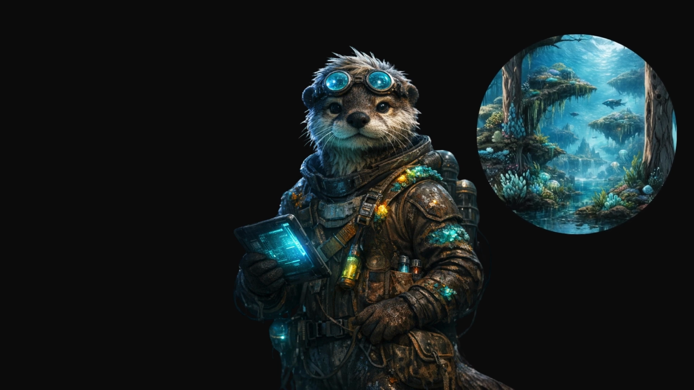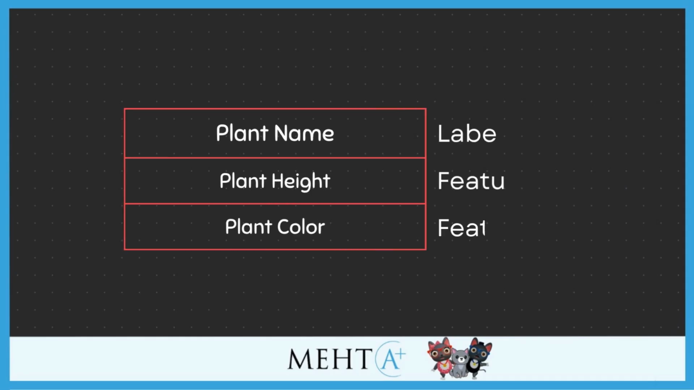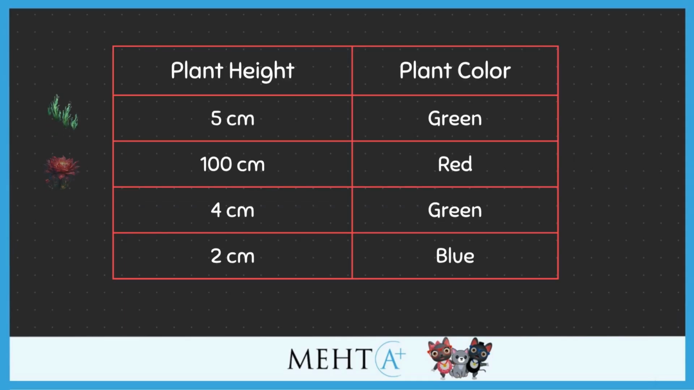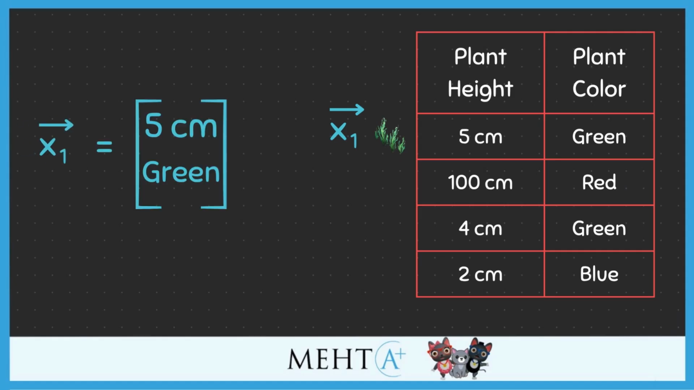A couple of videos ago, Dr. Kataron had asked us to identify an unknown plant from planet Samudra. We had determined that plant height and plant color were features we wanted to use, and plant name was our label. Now, something I had mentioned in the last video is that we can represent our features as column vectors. So the first row of the dataset can be represented as x1 equals 5 centimeters, green, where the first row in our vector would represent plant height and the second row would represent plant color.